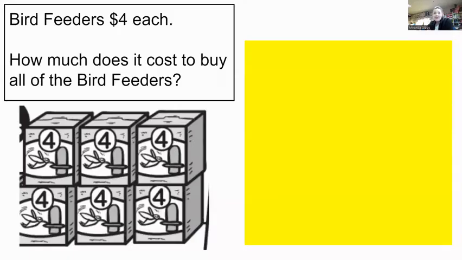Okay, so you should be seeing bird feeders at the top of your page. So bird feeders are $4 each. How much does it cost to buy all of the bird feeders? So look, 4, 4, 4, 4, 4, 4. So I can multiply 2 times 3 times 4. So go ahead and try to solve how much the bird feeders cost.